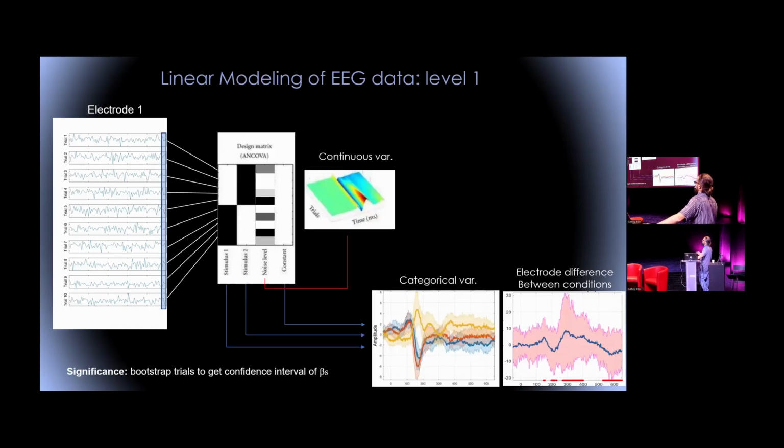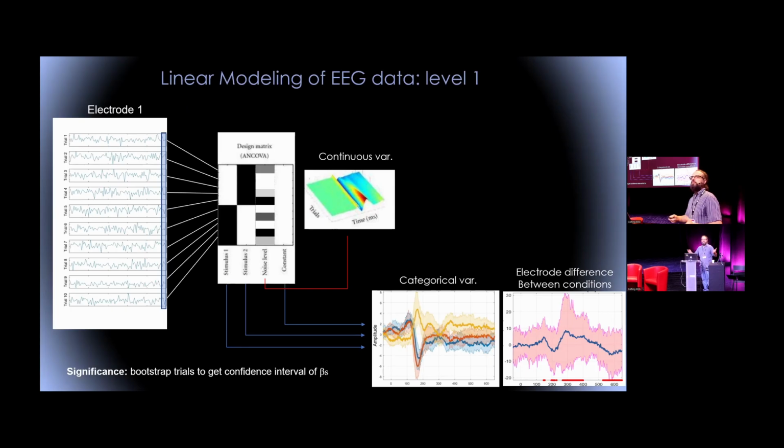So when these are categorical variables, for example beta 1, beta 2, beta 3, we can do stats on these parameters. Is beta 1 statistically different from beta 2? We do a bootstrap analysis, where we bootstrap the trials, and we compute our beta, and we can get a confidence interval for this beta. And if we want to compare condition 1, for example stimulus 1 versus stimulus 2, we just take the beta from stimulus 1 minus the beta from stimulus 2.